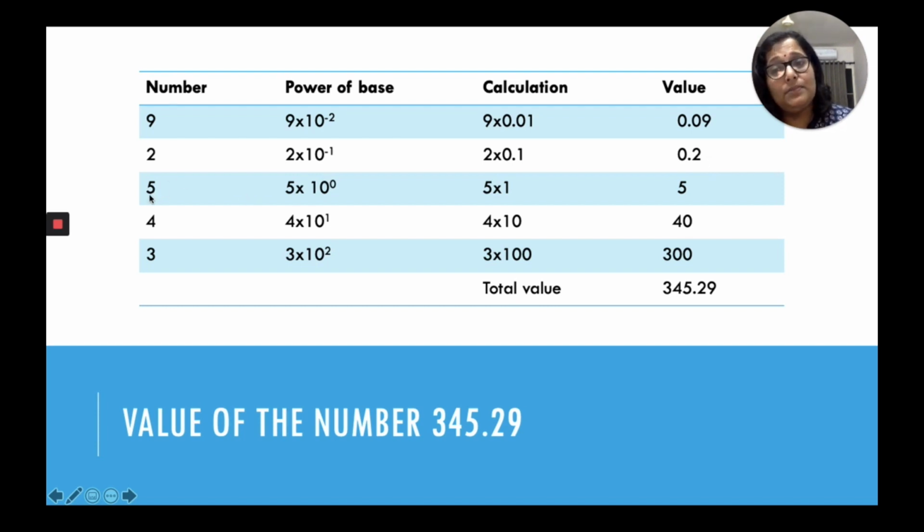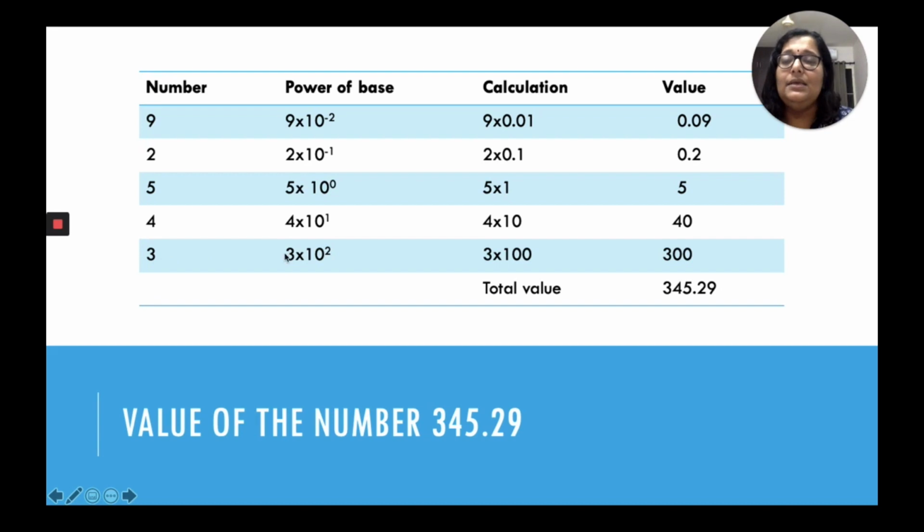5 is like the before question. It is in the ones place. So you are multiplying by 10 raised to 0. Anything raised to 0 is 1. 5 into 1 is 5. 4 is in the tens place. So it is 10 raised to 1. It is multiplied by 10. 4 into 10 raised to 1. Anything raised to 1 is the same number. So you get 4 into 10, that is 40.